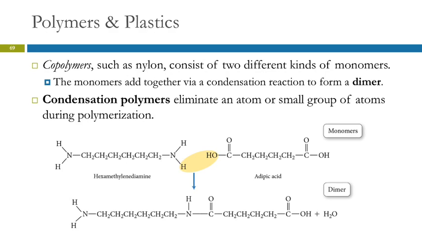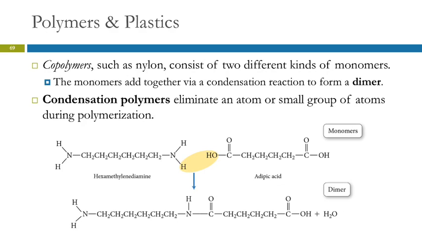Copolymers have different kinds of monomers, not just a single monomer, but two or more different kinds of monomers. So we have those monomers adding together via a condensation reaction. And then they form a dimer. So these two monomers can condense. Often a condensation involves the release of water.